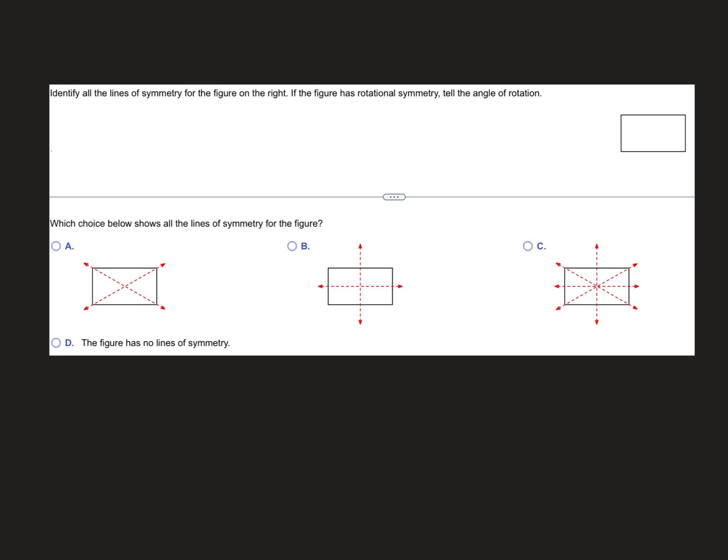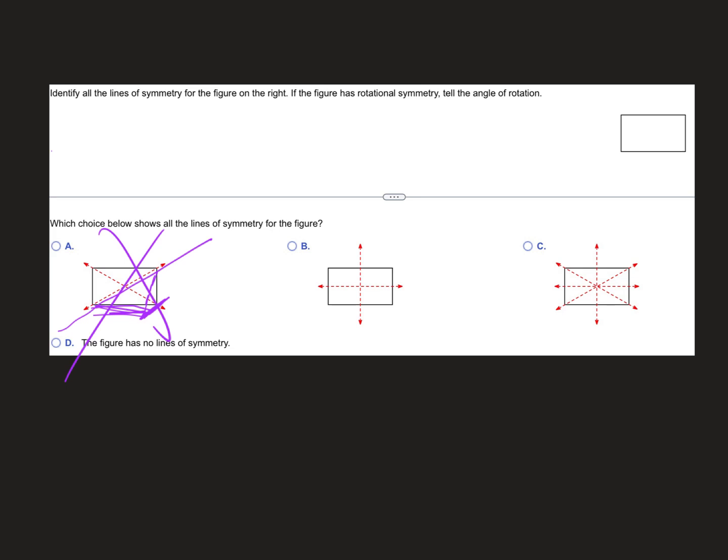And then start looking at, just fold it along the dotted lines. So fold it on the diagonal. They're not going to match up. It's going to end up like this. If you fold it over here, these corners aren't going to match. So this isn't an option.